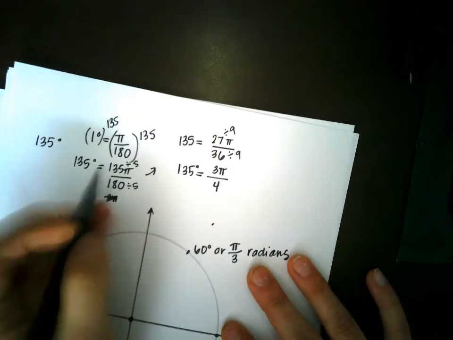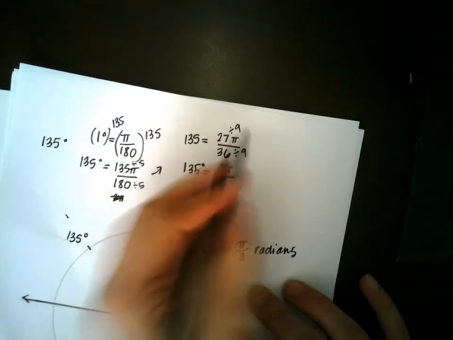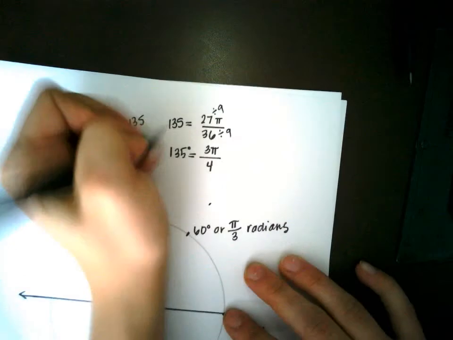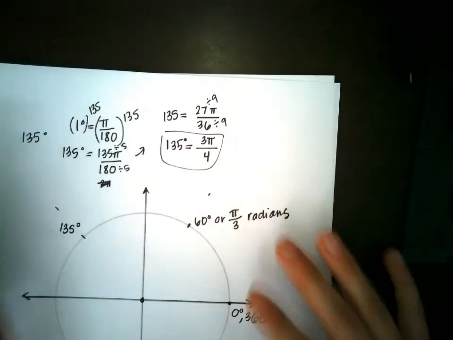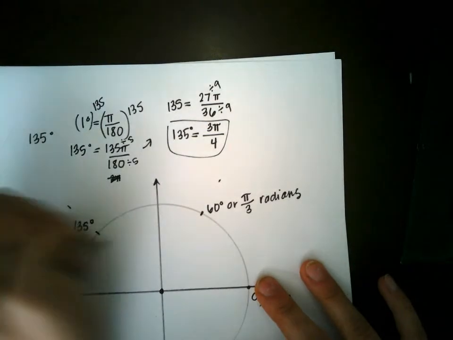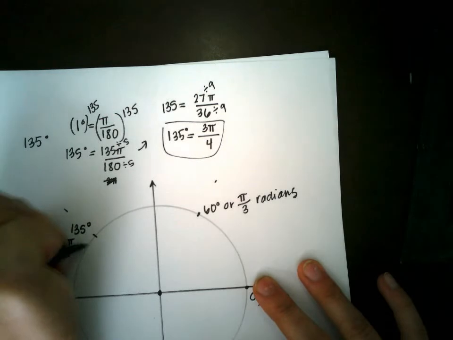So if you see something that divides into these numbers more quickly to simplify the fraction, you can do that, or you can do it by bits and pieces like I have. So now I know it doesn't look like 3 and 4 can be reduced anymore. So 135 degrees is equal to 3 pi over 4 radians.